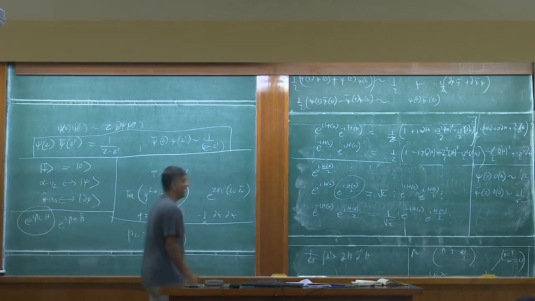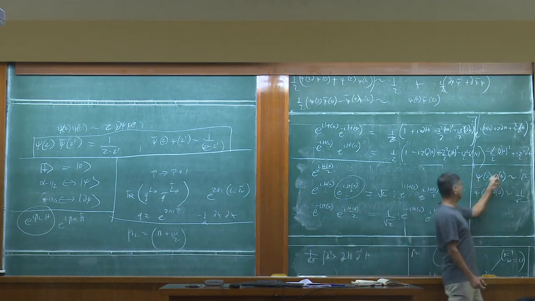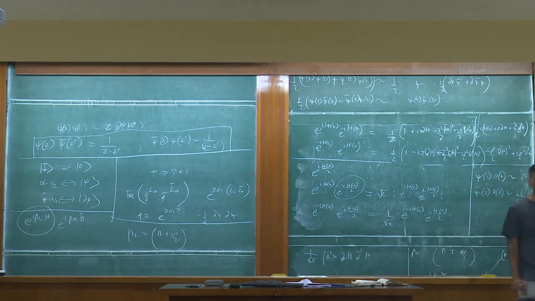Okay. Now, because of this factor of root z, you see that if we put O at the origin and looked at the operator psi, it now is not single valued as you go around, but it comes back to itself with a minus sign. This is on the plane. What does that mean if we looked at it on the cylinder?